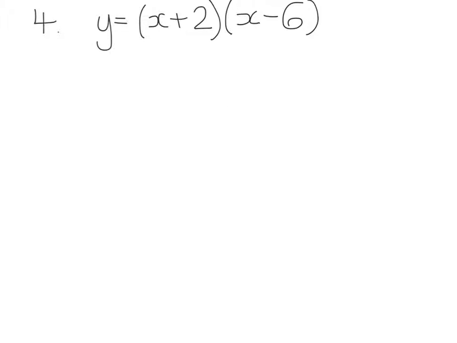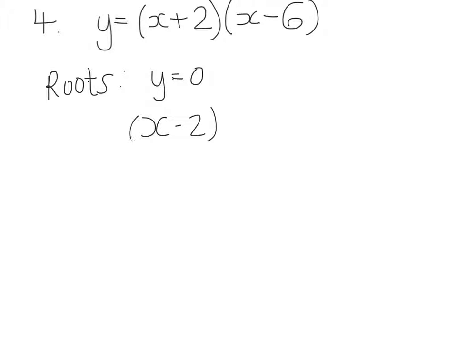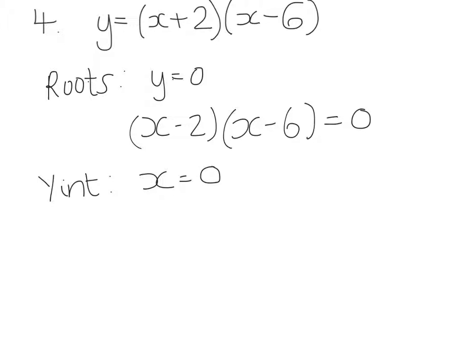Question 4, sketching the curve. There are 4 important steps in this one. Your first one is finding your roots. In order to do that, we need to make y equal 0. So you'll end up with x minus 2 multiplied by x minus 6 equals 0, and solve it for two values of x. You then need the y-intercept. To do that, we need to make x equal 0. So you can substitute 0 into the equation and get a value for y.